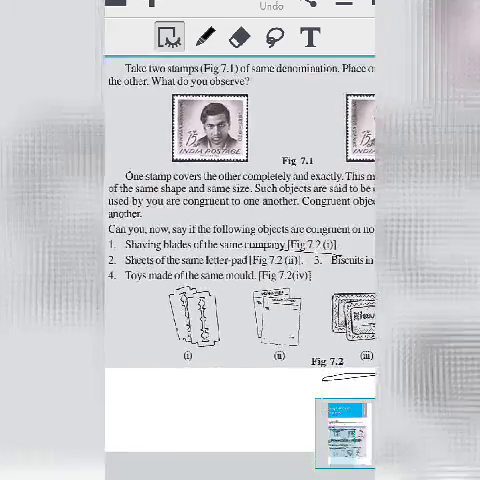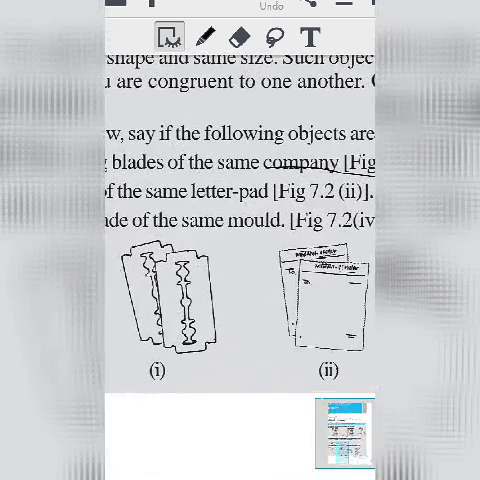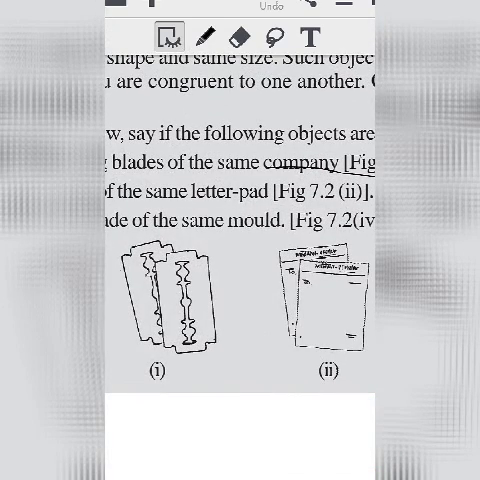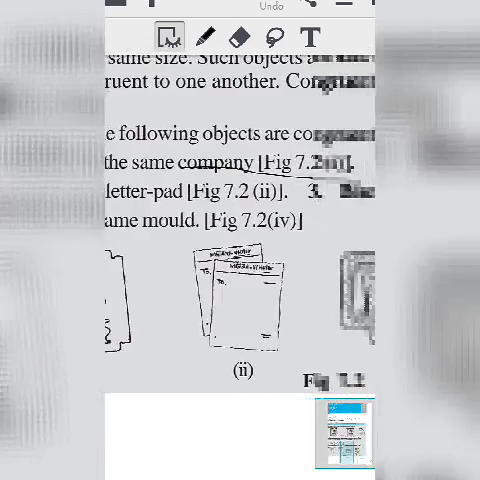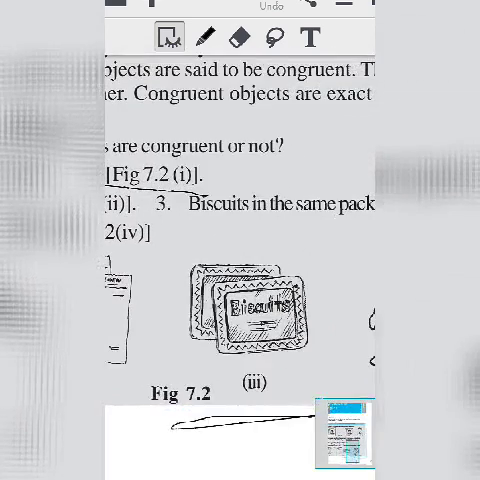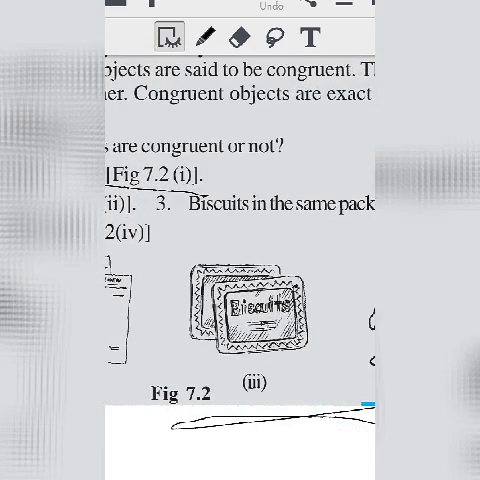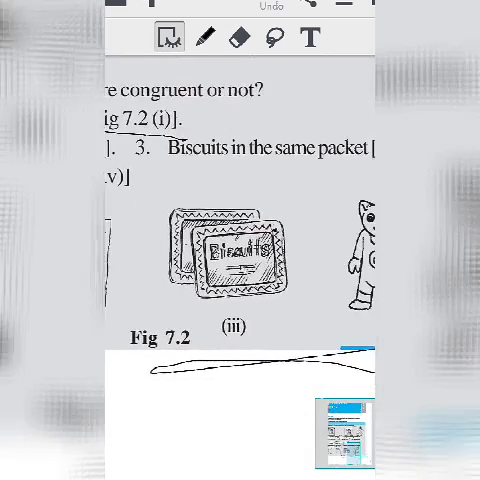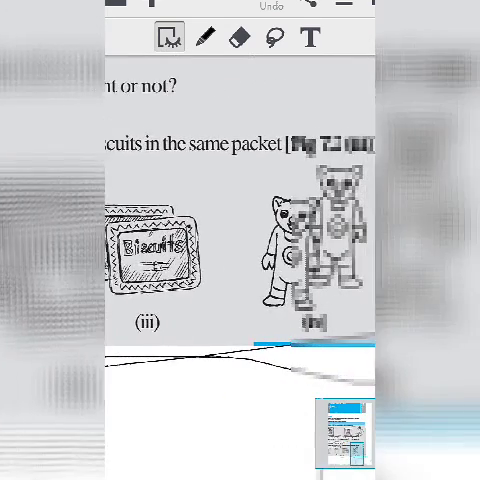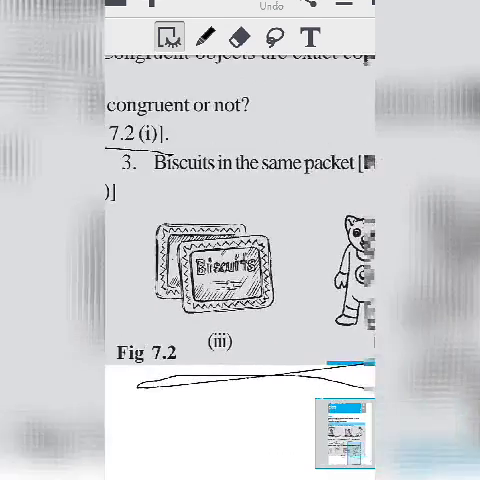Then here it is showing two blades, and they are also of the same type. When you put one blade over the other blade, it looks like one blade. Similarly, when you take two matchbooks or two biscuits from the same packet, their size is the same. If you put one over the other, they both will cover each other and look the same. So that is similarity of shape.